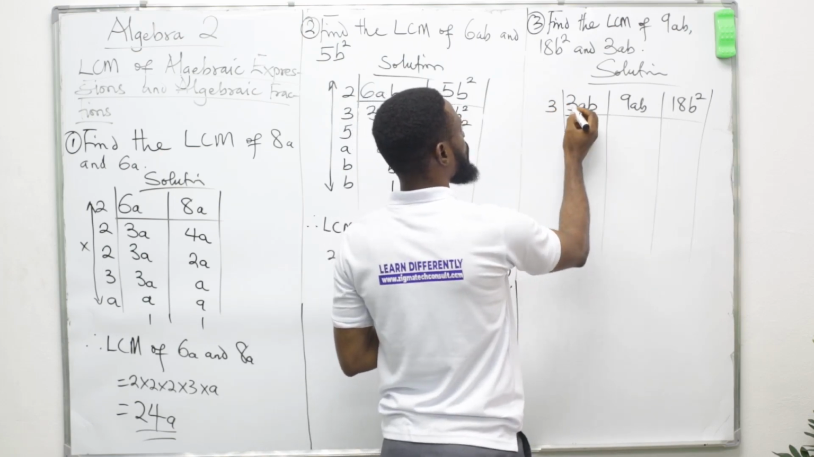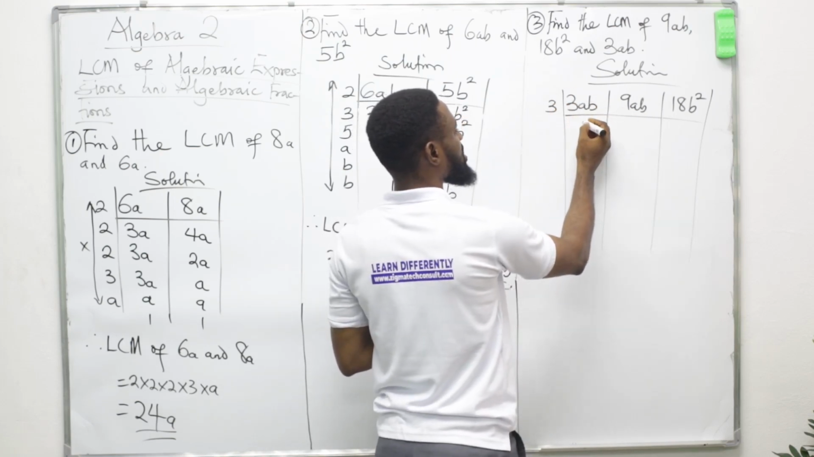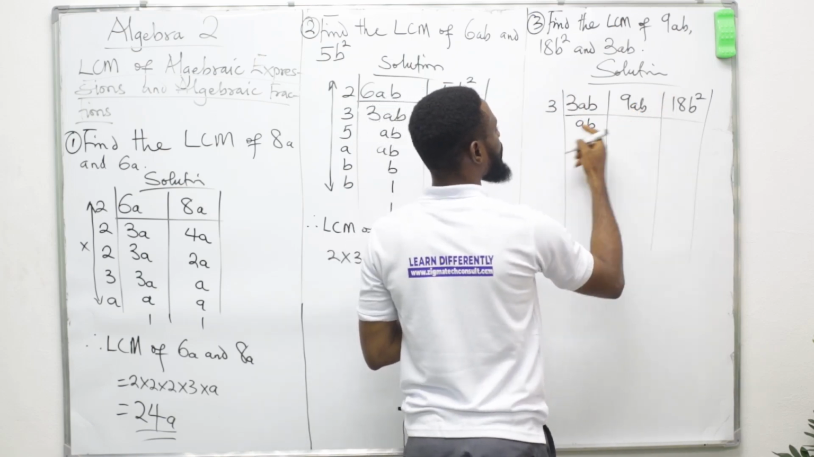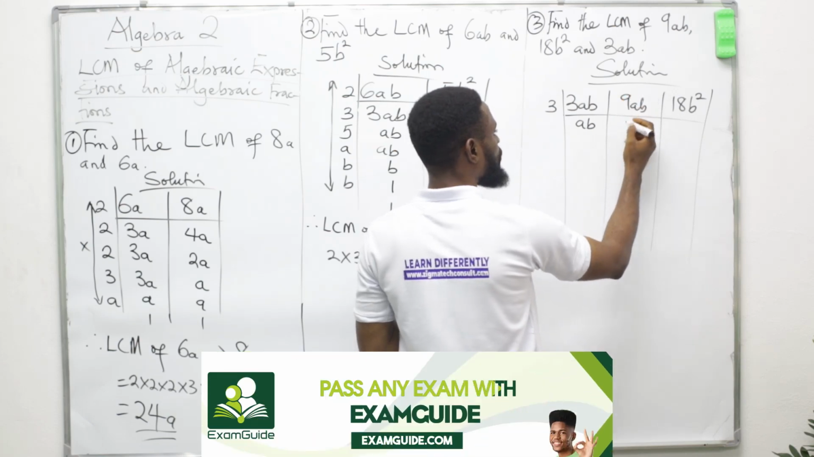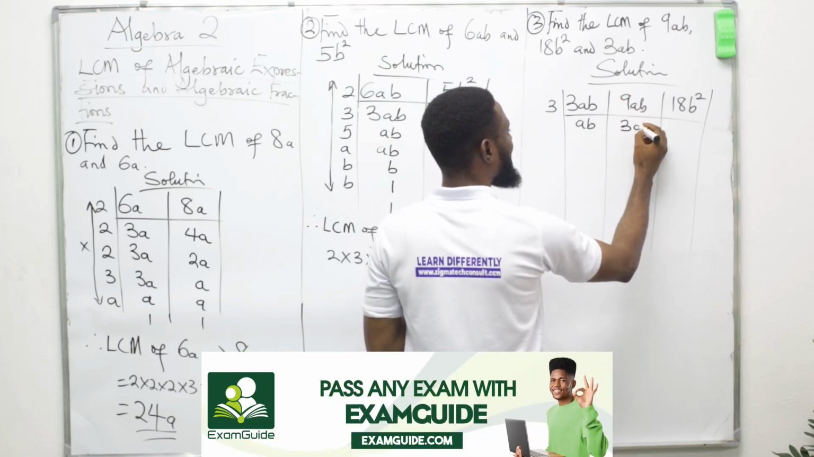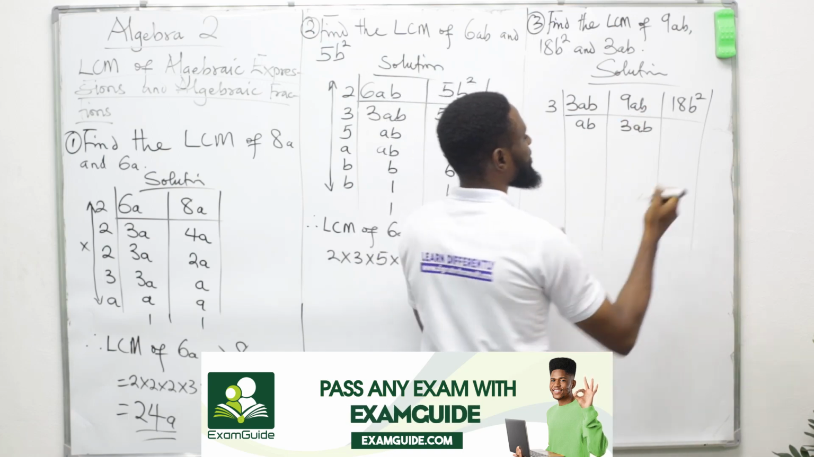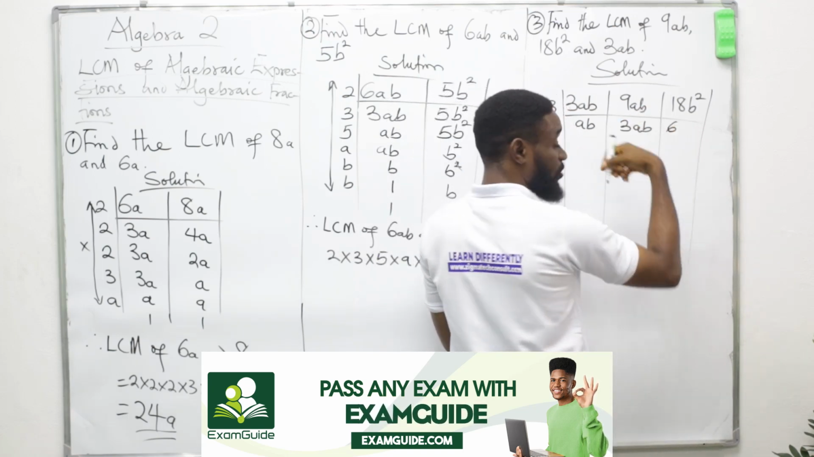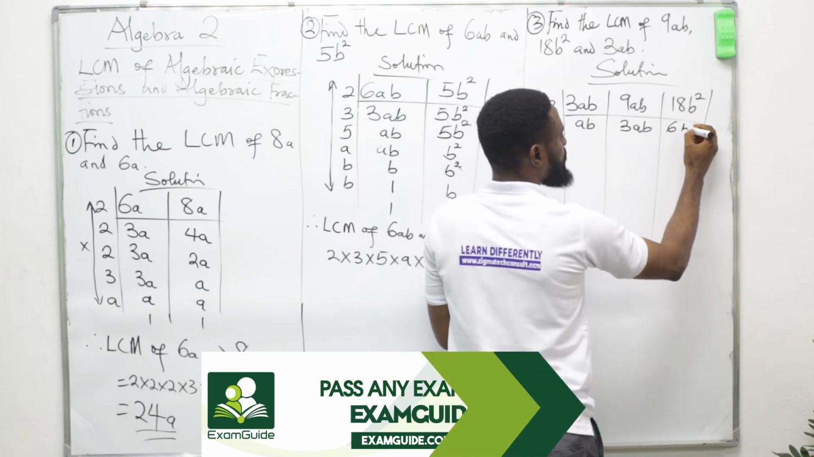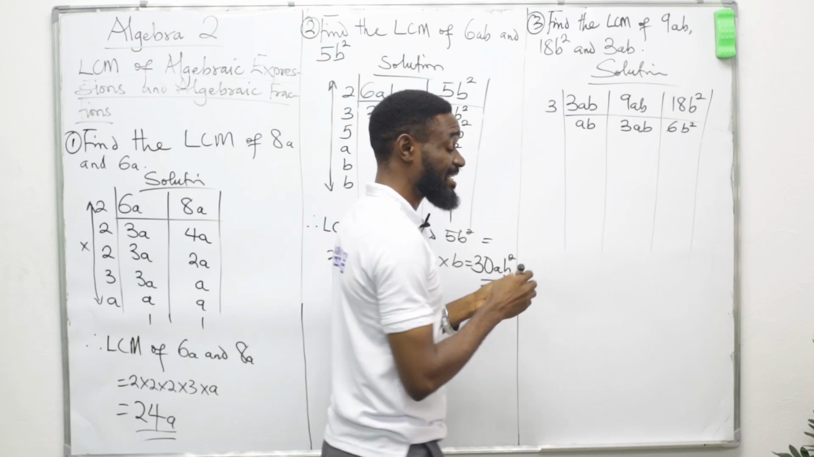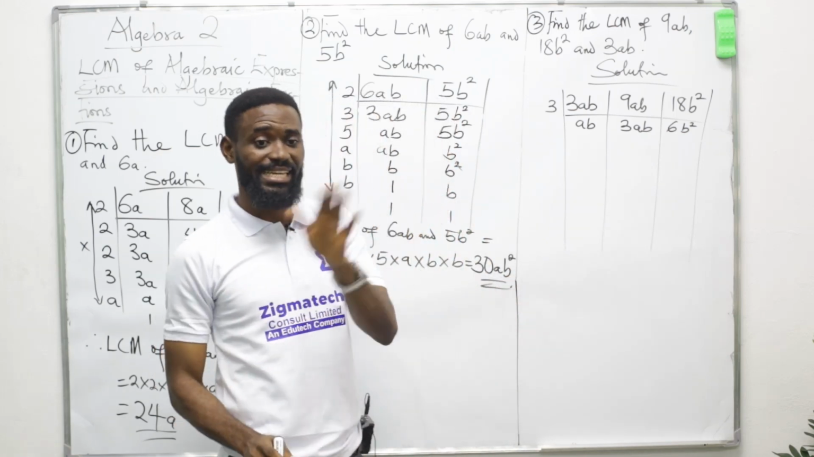If 3 goes here, 3 into itself is 1. 1 times ab, so this is now ab. So 3 into 9ab will now give us 3ab, because 3 into 9 will give us 3. You get that? Then 3 into 18 gives us 6. 3 into 18 is 6. So this is 6b squared. You get that? All right, the next thing we do, let's remove the numbers first before we enter the letters.